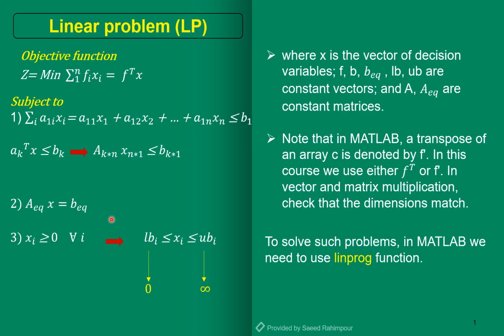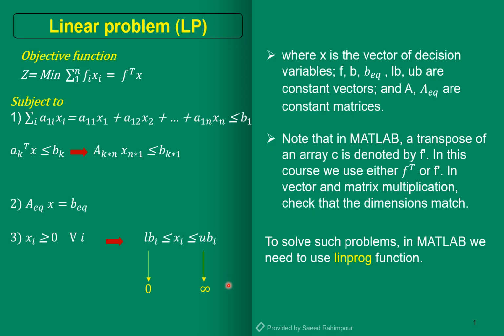The second type of constraint is the equality constraint, which we define as Aeq X equals Beq. The third one comes from the non-negativity, where xi is greater than or equal to 0. This applies to all members of i. Therefore, we can also define a lower bound and an upper bound for xi, where the lower bound is 0 and the upper bound is infinity.